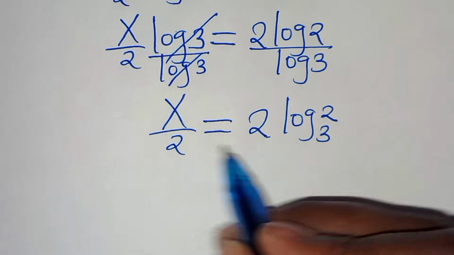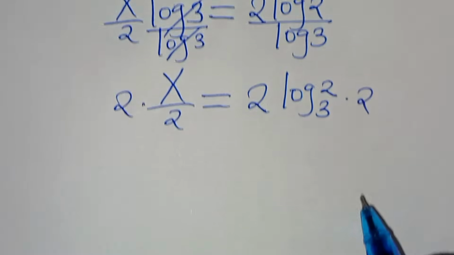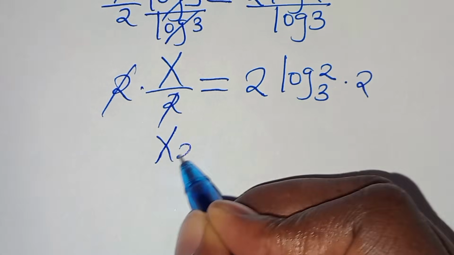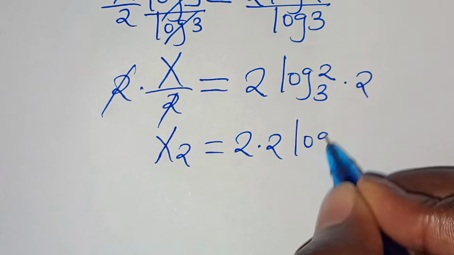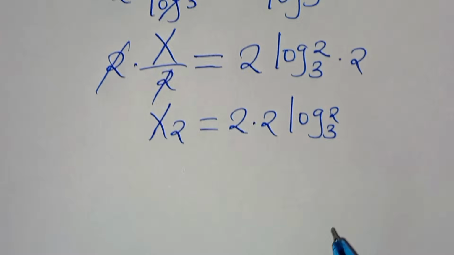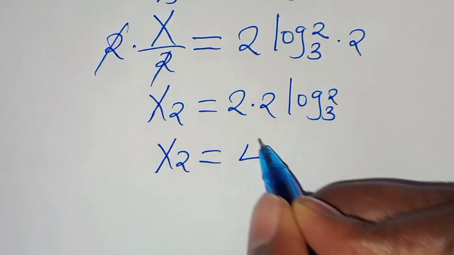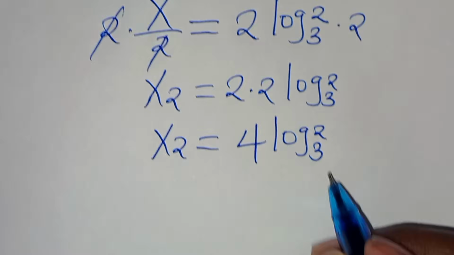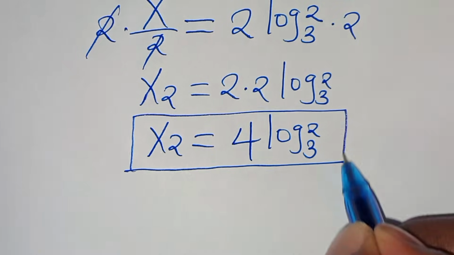Now, this implies that we can multiply both sides by 2, so that now here we have x2 is equal to 2 times 2 log 2 to base 3. And this implies that x2 is equal to 4 log 2 to base 3. So this is the value of x2.